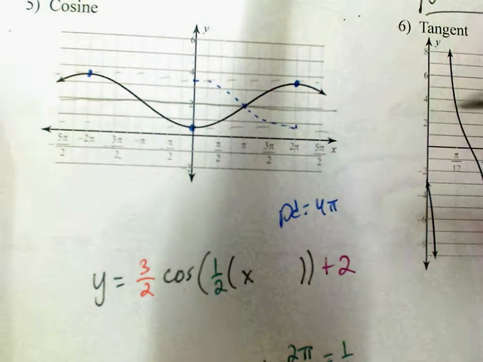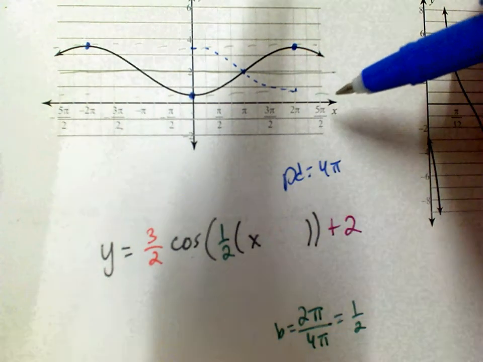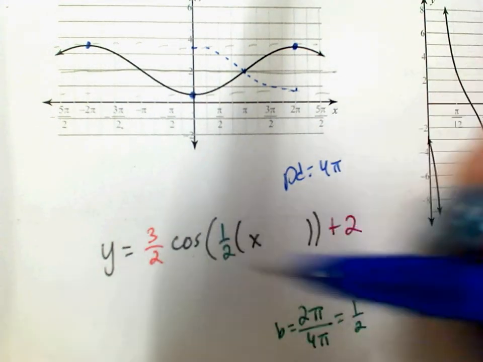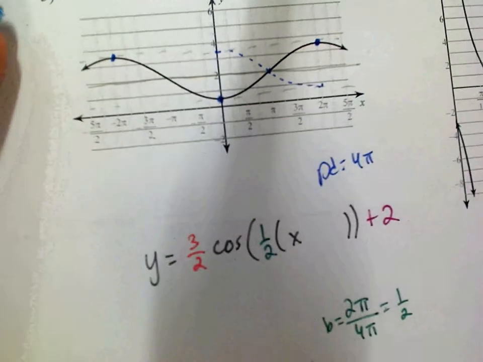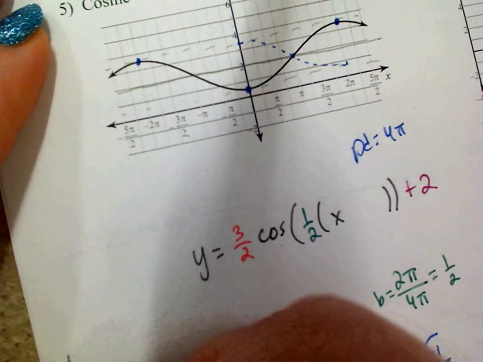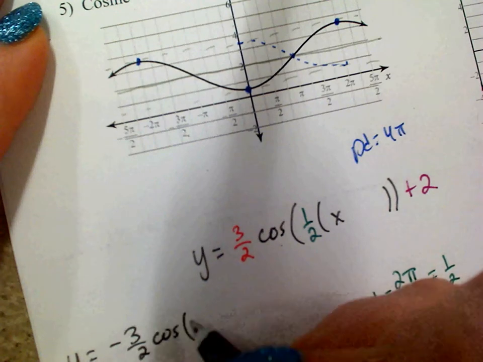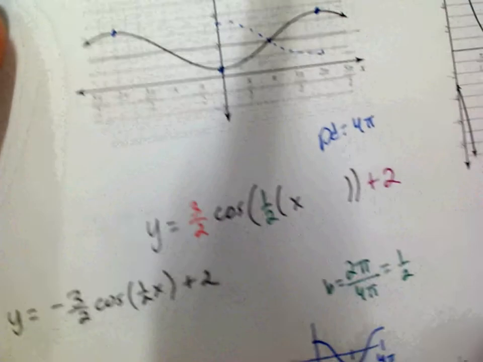So you have 2 options. Actually, you have 3 options. You could just say no phase shift with a reflection over the x-axis. So one of my options is y equals negative 3 halves cosine of 1/2 x plus 2, with no phase shift. Y'all with me on that?